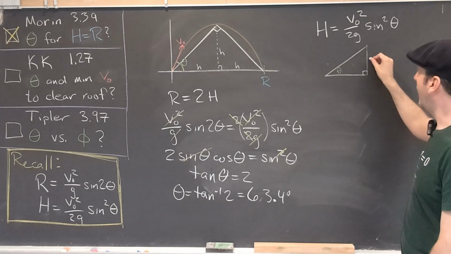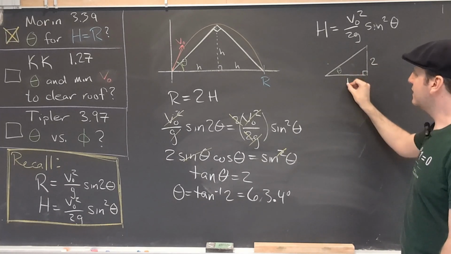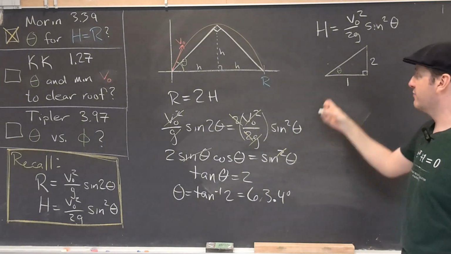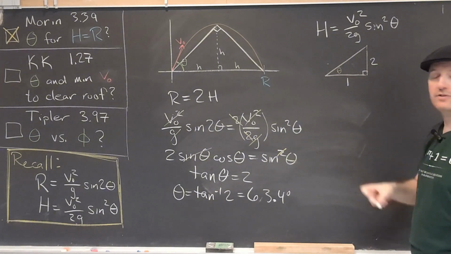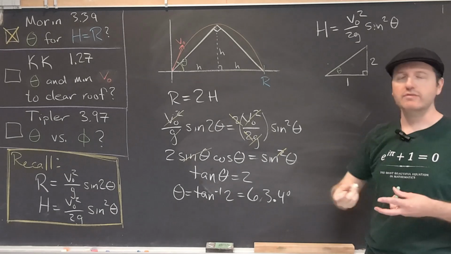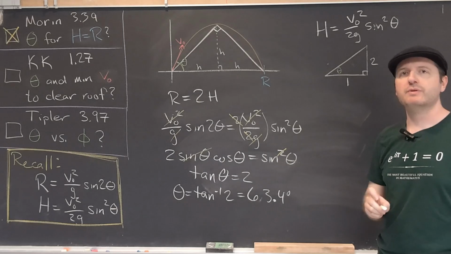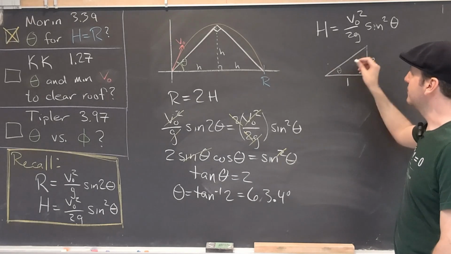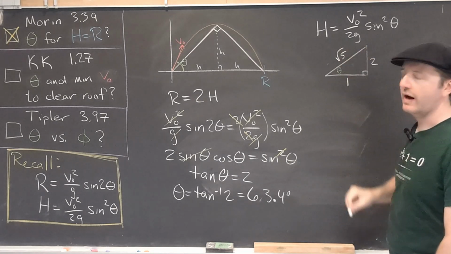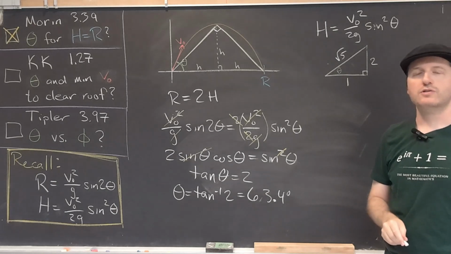So it should be opposite of 2 and adjacent of 1. After all, the tangent of that angle is indeed 2 over 1. I could leave it as 4 over 2 or something like that, but let's just reduce it. And now we can use the Pythagorean theorem to find out what the hypotenuse would be. And that would have to be root 5, 2 squared plus 1 squared, square rooted.